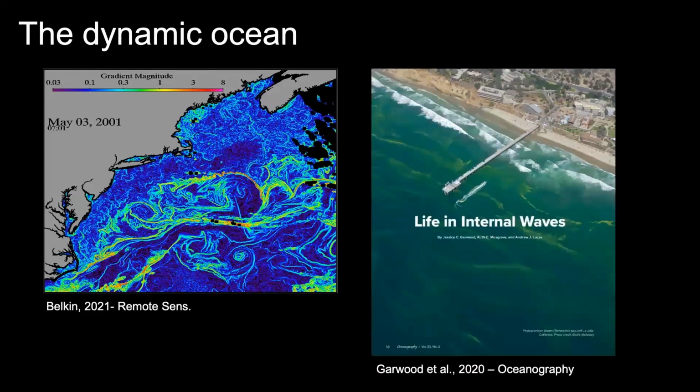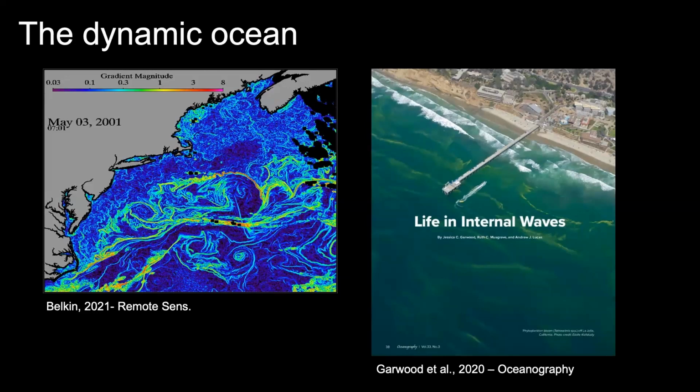And then you can get quite a bit smaller than that and look at things on the mesoscale, looking at these slicks of plankton along the surface that you see in this picture off the coast of San Diego, taken from a drone. So things that are more on the kilometer to meter scale.